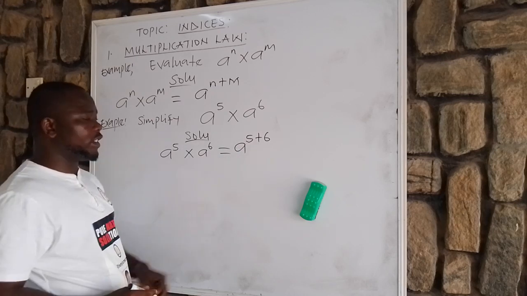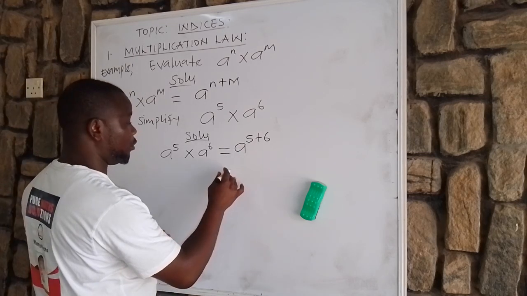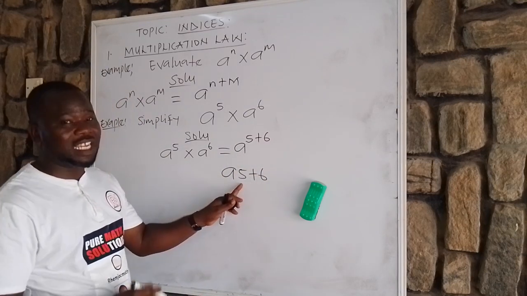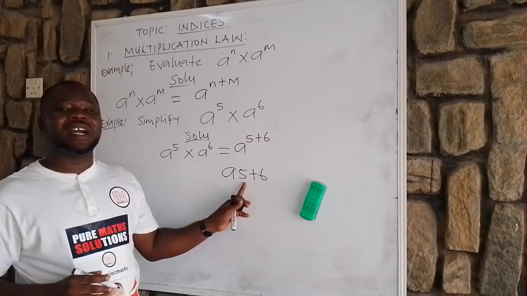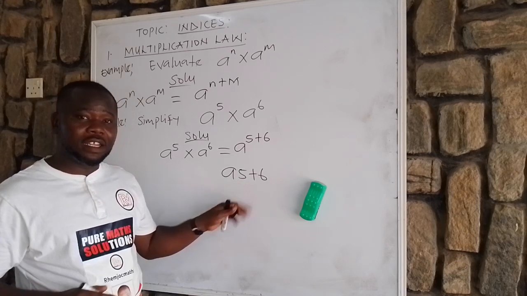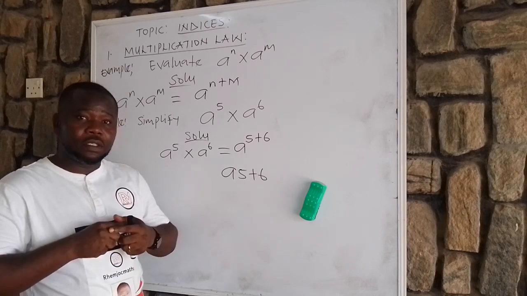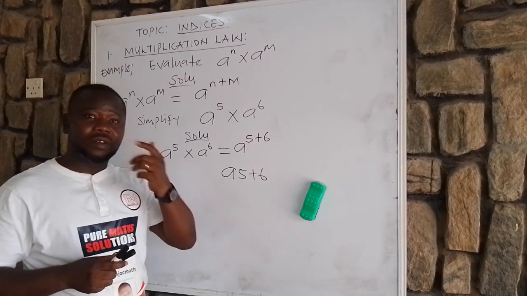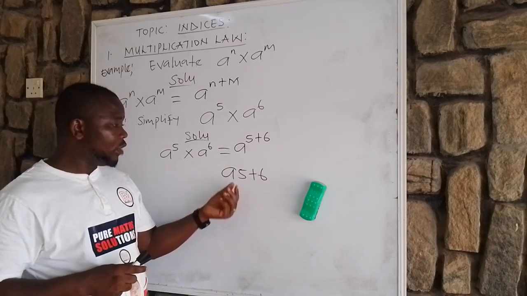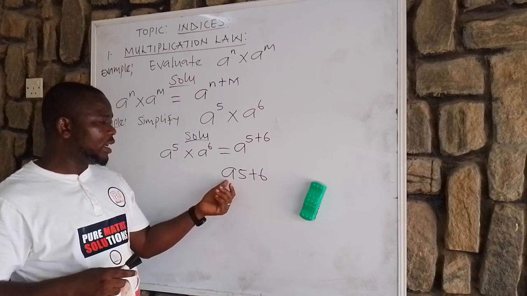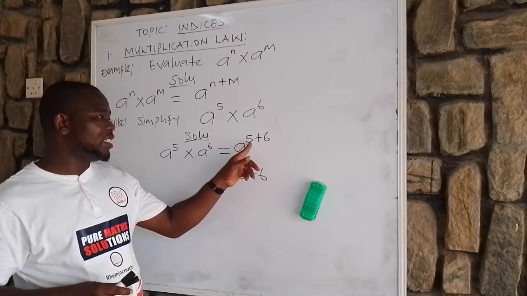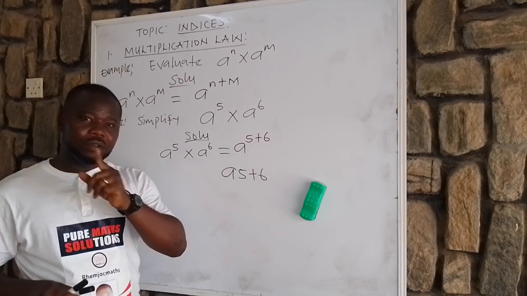Mind you, I'm not writing it this way, a5 plus 6. Please don't ever write it this way. Mathematically, you are very wrong. Do you agree with me? Is that clear? The reason why some of you failed mathematics, most especially NECO, WAEC, JAMB, is because of this. You are solving it, you think you are right, but you are writing a5 plus 6. That's the meaning of this. But this one is a raised to the power of 5 plus 6. Please take note. Is that clear?